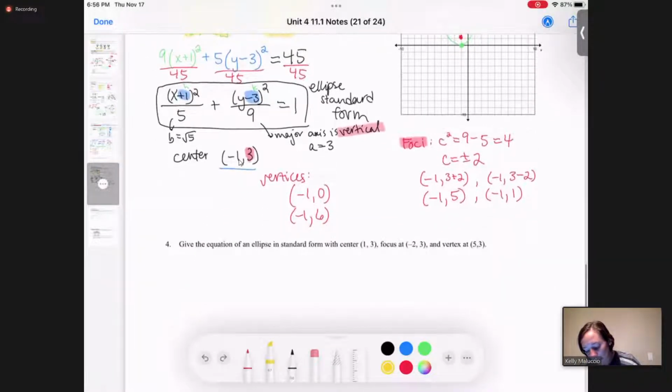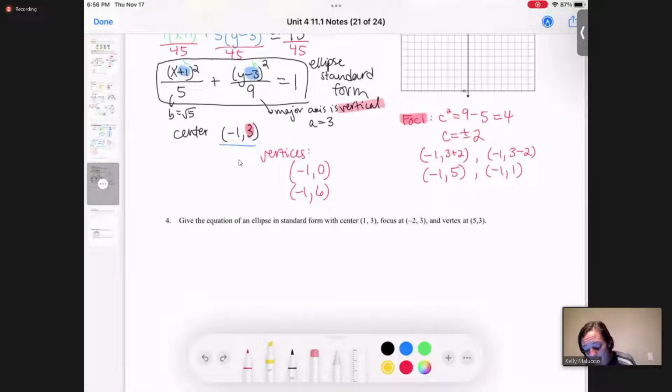But now we look at problem number 4, where we want to give the equation of an ellipse in standard form, and they just give us the center, focus point, and vertex. So here's something a little different. They don't show us a graph. I'm going to sketch a graph of it to help us see what's going on here.